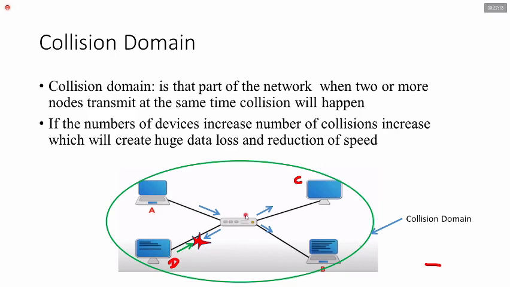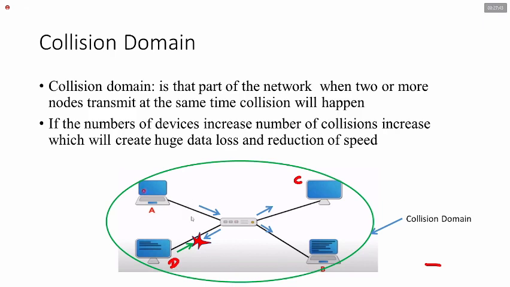A's message will go to the hub and then go to where? Will it go only to B, or what will happen? For every computer. All the computers, right? It will go to C, D and B, right?